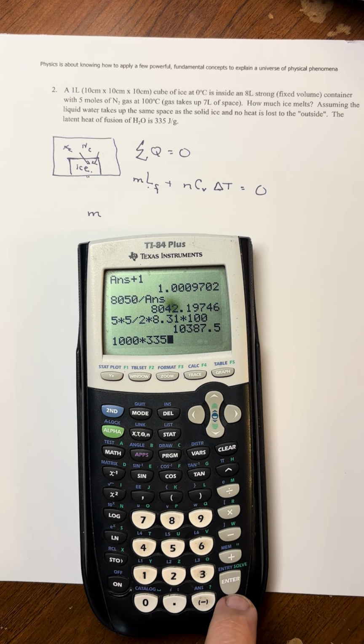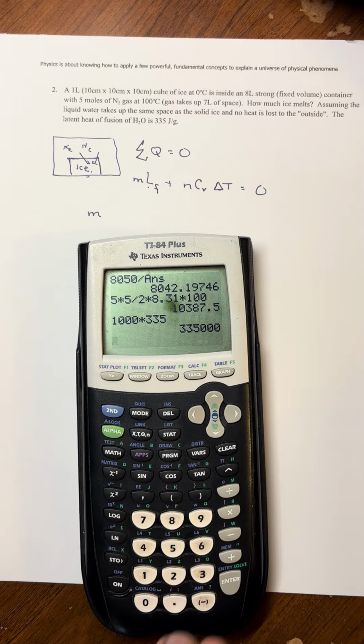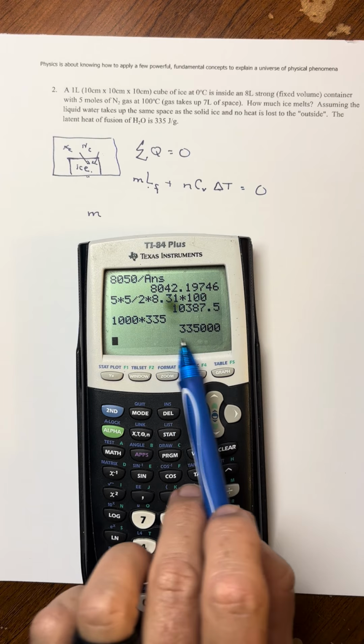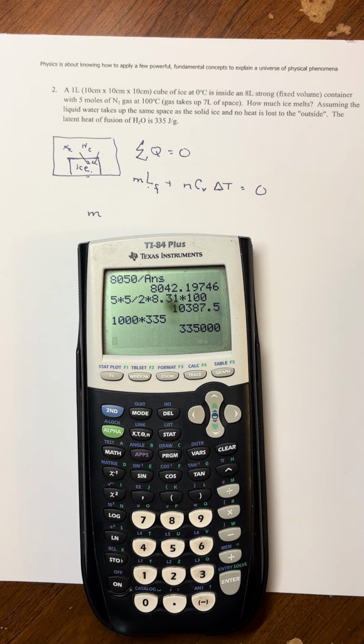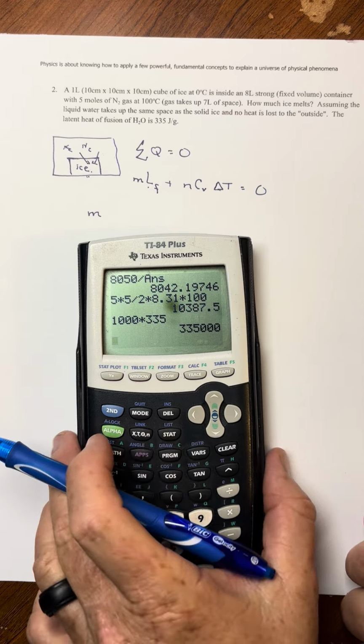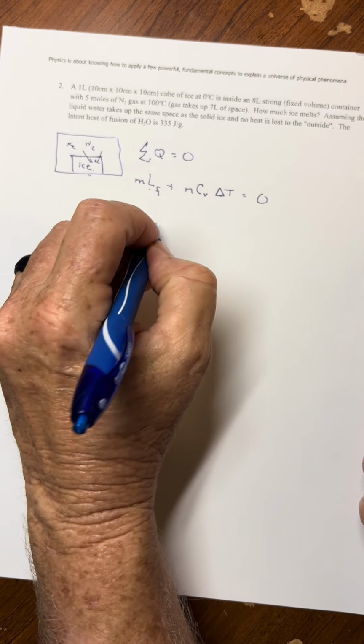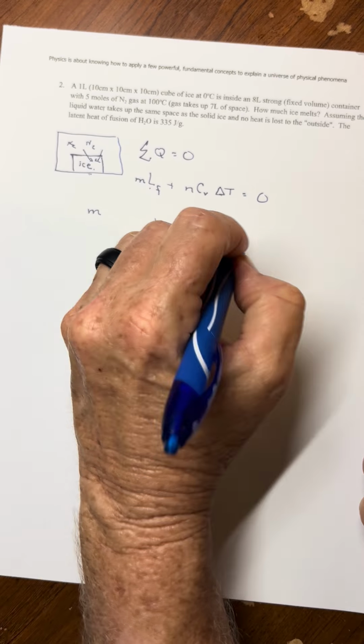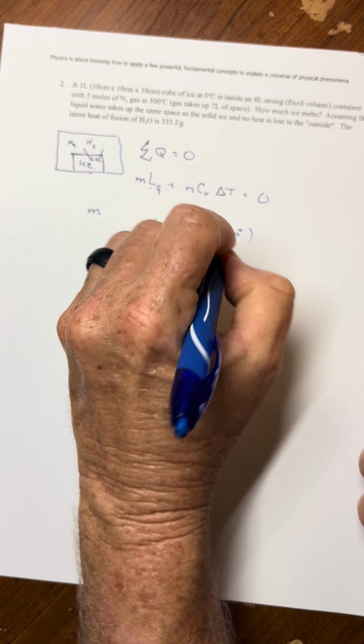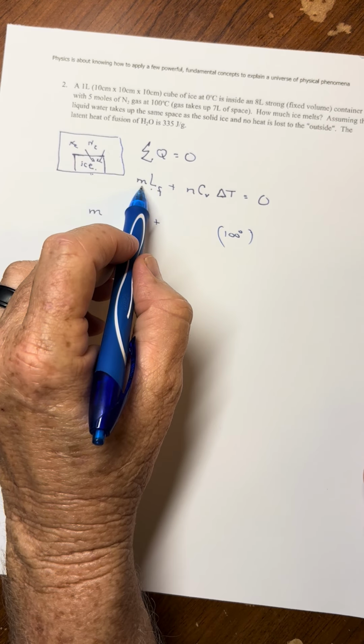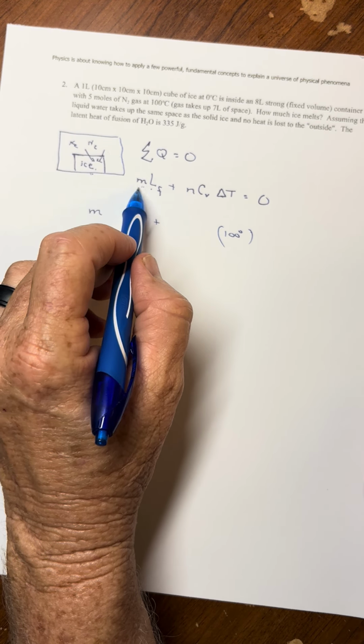And there is 335 joules for every gram that melts. And so to melt all that ice would take 335,000 joules of energy. And that's just way, way, way bigger than that. So for all of these reasons, hopefully you bothered to kind of check and think about it. I'm going to safely conclude right here that not all of the ice melts.